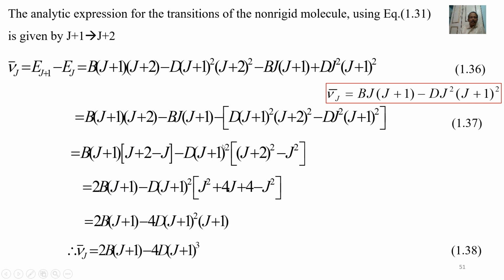And coming here, we have minus D J plus 1 whole squared out. So this becomes J plus 2 whole squared, and here it is minus J squared. Of course, J plus 2 whole squared is nothing but J squared plus 4J plus 4, minus this J squared. J squared and J squared will get cancelled. 4J plus 4, you pull 4 out, so that becomes J plus 1. Already we have J plus 1 whole squared, multiplying with J plus 1, that will give us J plus 1 whole cube. Here you have 4D. So your new ν bar is equal to 2B J plus 1 minus 4D J plus 1 whole cube.